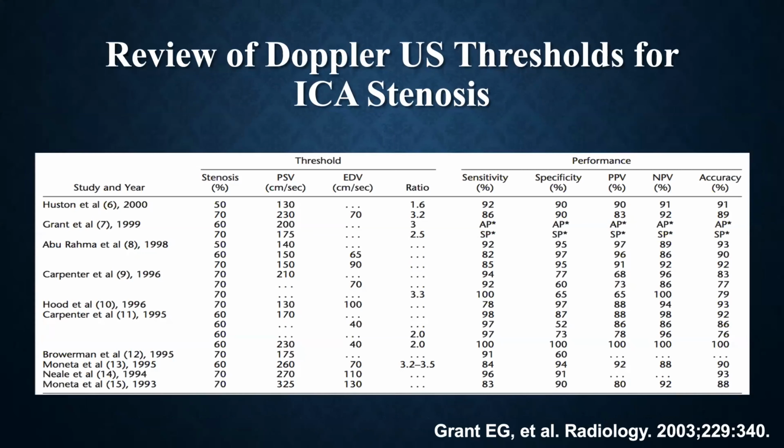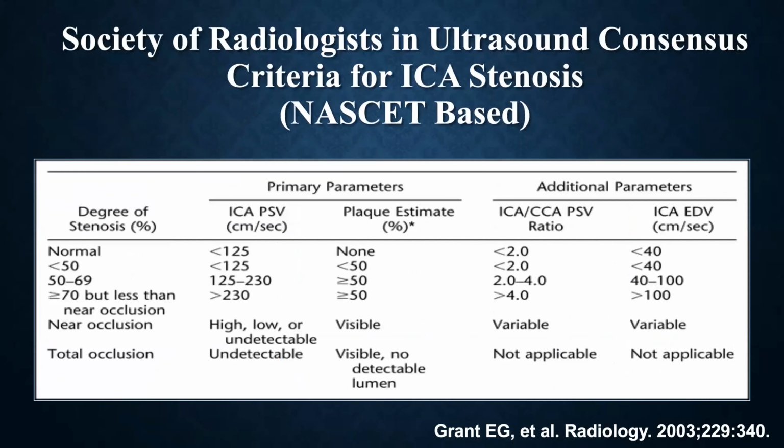Here's a study that Grant had done some years ago, and it shows you there's a whole bunch of different thresholds that have been published to try to identify ICA stenosis. You can see that there are different levels of stenosis from 50 to 70%, different peak systolic velocity thresholds, as well as end diastolic velocities and ratios, all with different sensitivities and specificities. So a lot of different criteria out there.